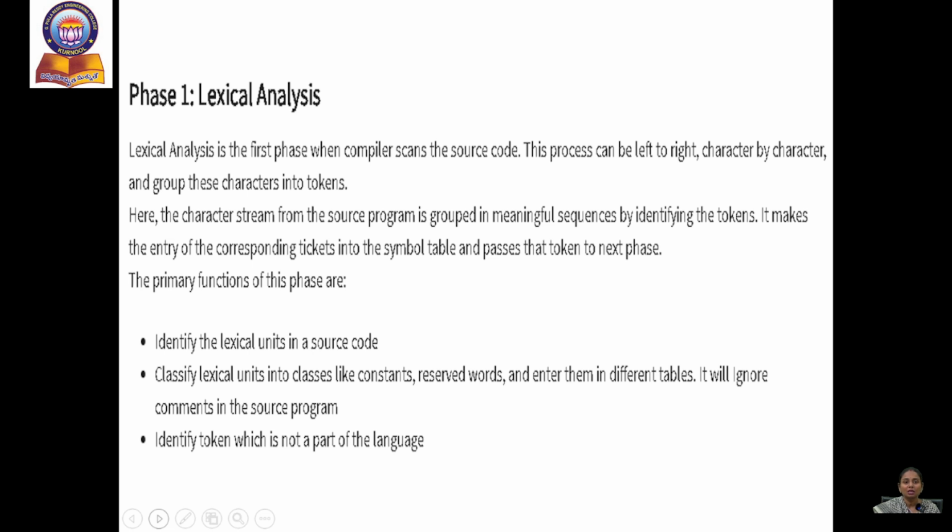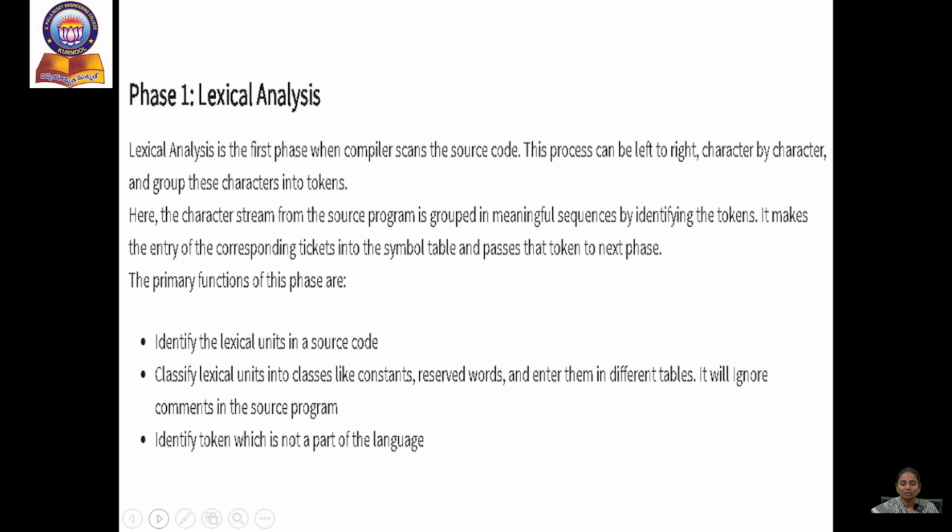So the first input to the lexical analysis is the source code. By scanning the source code, reading character by character, it forms a stream of characters, and this stream of characters is meaningfully generated as tokens. These tokens are first stored into the symbol table, and the tokens identified by the lexical analysis phase are given as input to the next phase. So the output of the lexical analysis is the sequence of tokens obtained by scanning the entire source program.